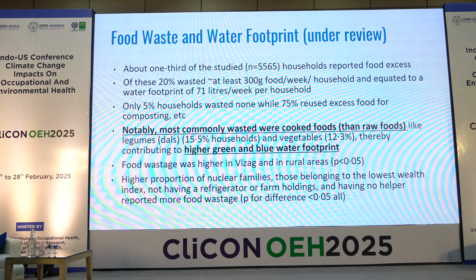Notably, most commonly wasted were cooked foods rather than raw foods like legumes and vegetables, thereby contributing to higher green and blue water footprint. And food wastage was higher in the rural areas, and higher proportion of nuclear families, those belonging to the lowest wealth index, not having a refrigerator or farm holdings, and having no helper, reported more food wastage.